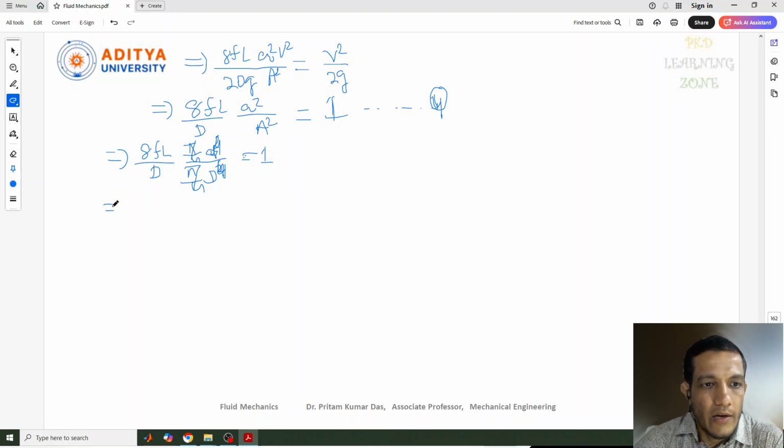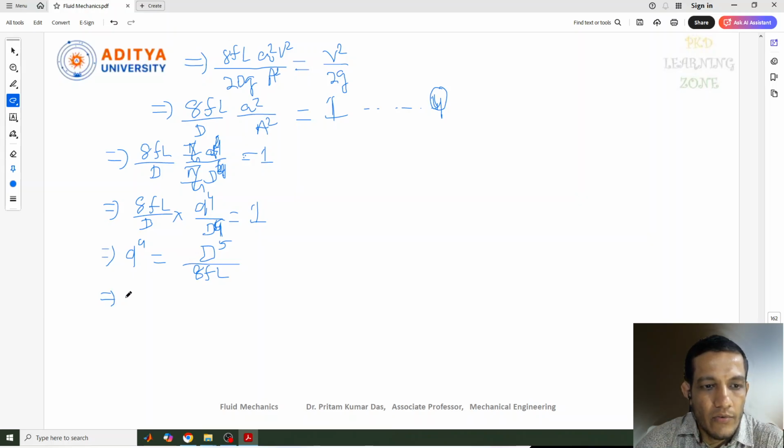Now one more line we can write like this: 8FL by D into d to the power 4 by capital D to the power 5 equal to 1. Now I'll write the value of d to the power 4. I'll keep this d to the power 4 on one side, and the remaining terms I'll take to the other side. So this is d to the power 4, and d to the power 4 again, with d there, so this is D to the power 5 divided by 8FL.